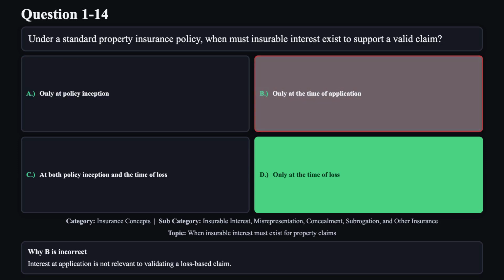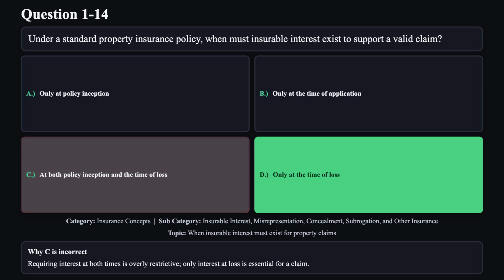Reason B is not correct. Interest at application is not relevant to validating a loss-based claim. Reason C is not correct. Requiring interest at both times is overly restrictive. Only interest at loss is essential for a claim.